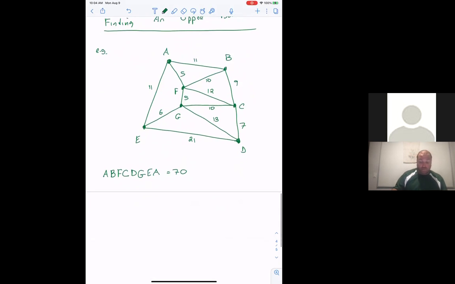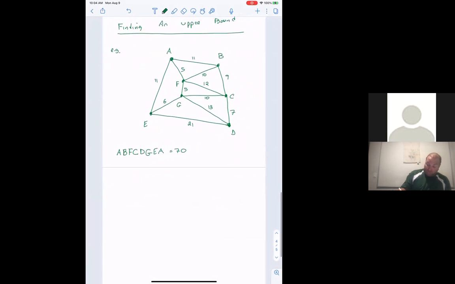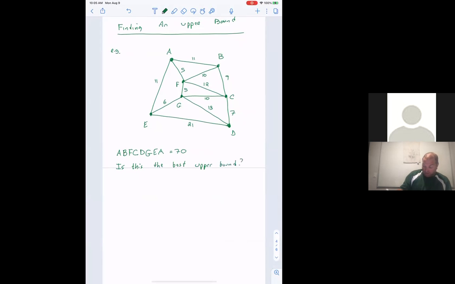And the answer is, well, let's check. Is this the best upper bound? Can I find a better upper bound? And the answer is, well, we can use the nearest neighbor algorithm. So let's check using the nearest neighbor algorithm.